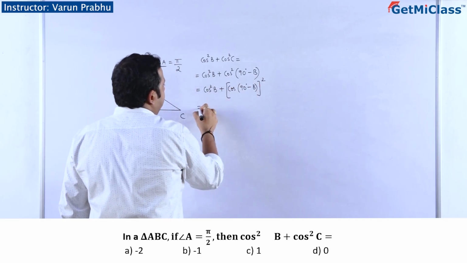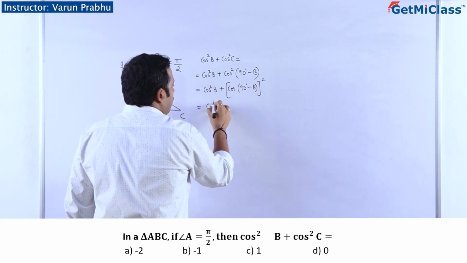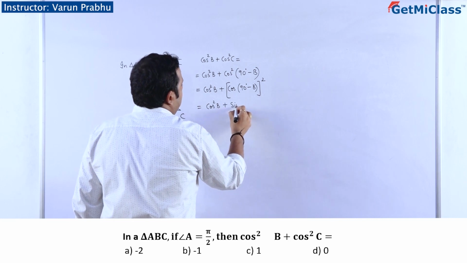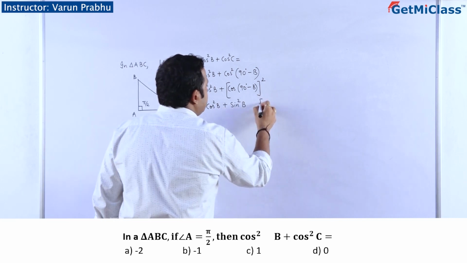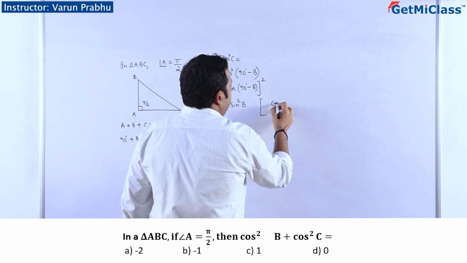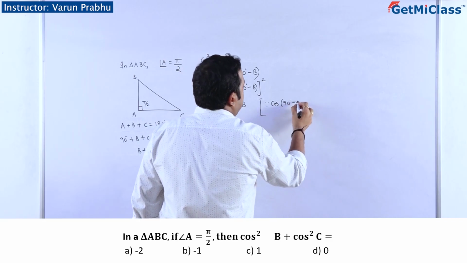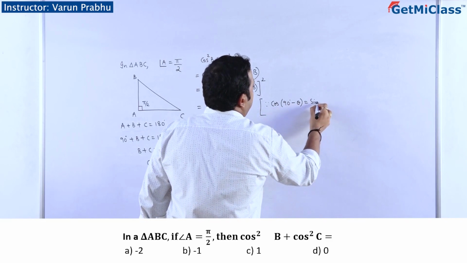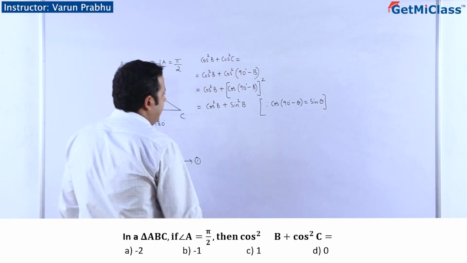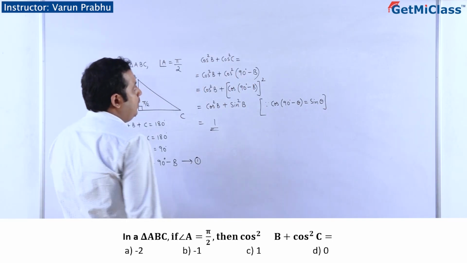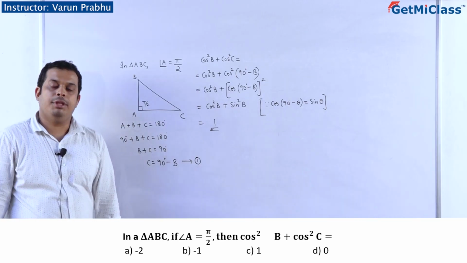Cos 90 minus theta will be what? Sin theta. So cos squared B plus sin squared B I'll get. What is the reason? Cos of 90 degrees minus theta, that is equal to what? Sin theta. And again there is a square, right? So sin squared theta. Cos squared theta plus sin squared theta, what is the answer? 1 will be the answer to the question.